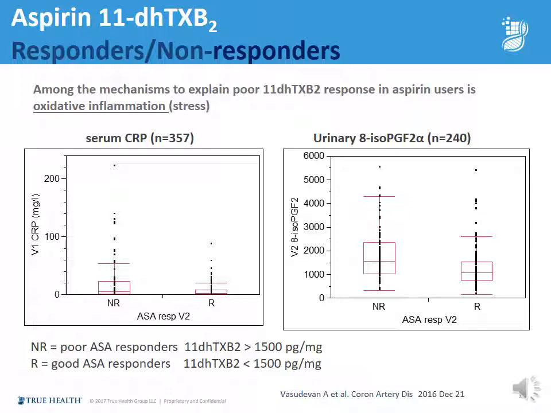This slide looks at patients taking aspirin who, based on the results of the AspirinWorks test, 11-dehydrothromboxane B2, are classified as responders, R in the diagram, or non-responders, NR in the diagram on the x-axis. And you notice that the non-responders typically might also have an elevated high-sensitivity C-reactive protein or elevated F2 isoprostanes, which would suggest that even though the COX-1 pathway is inhibited, the COX-2 pathway or the oxidative pathways are at play in such patients.